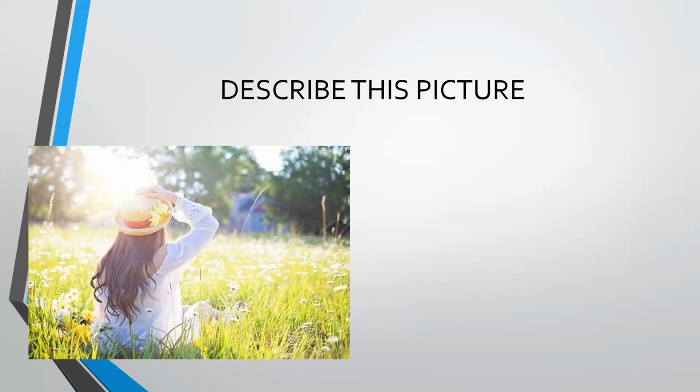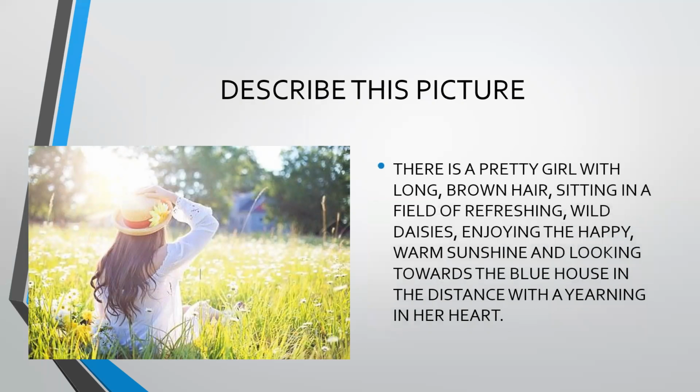Now here's a person. Are you ready to describe her? Look, there is a pretty girl with long brown hair sitting in a field of refreshing wild daisies, enjoying the happy warm sunshine and looking towards the blue house in the distance with a yearning in her heart. Now, isn't this interesting? If I just had to say, there is a girl in the picture, that would be so boring. But see how vividly it is described here.